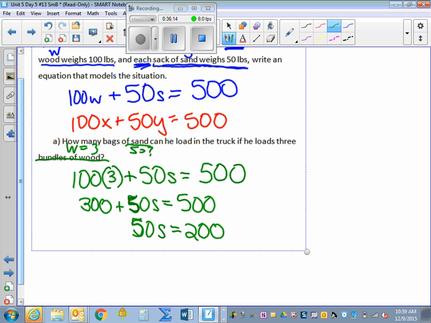What's my next step? I need to solve for S. I need to find how many bags of sand. That's the goal. Help him out, Abdul. What are we doing? Divide! We're multiplying 50 times S, so to get S by itself, divide by 50.